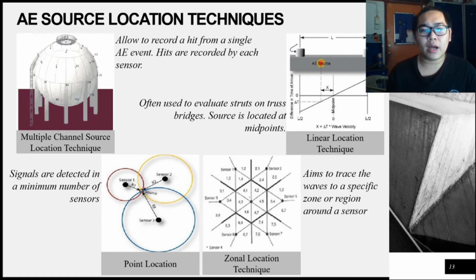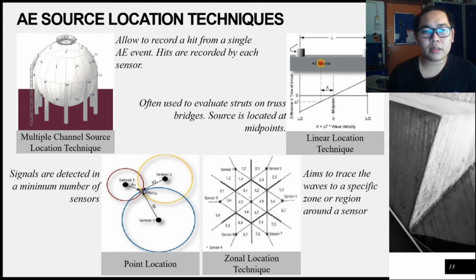The second one is the linear location technique, which is often used to evaluate struts on truss bridges. The source is located at the midpoint, like shown in this figure, where the arrival time difference for the wave at 2 sensors is 0. Whether the location lies to the right or left of the midpoint is determined by which sensor records the hit, which helps to locate the defect between the 2 sensors.